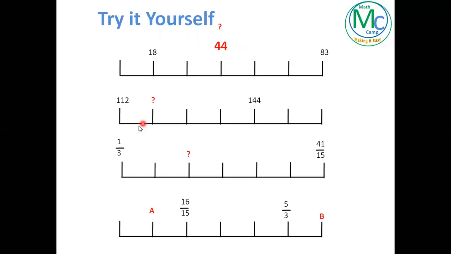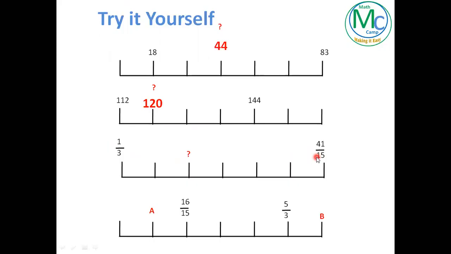Next number line, we have 112 and 144. So the difference of 112 and 144 is 32. And the jumps are 1, 2, 3, 4. So 32 divided by 4 will give you 8. So 8 is the value of one jump for this number line. So let's find out the missing number. So 112 plus 8 will give you this number, which is 120.